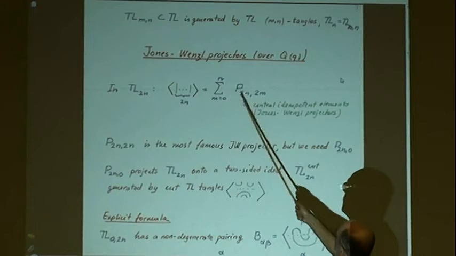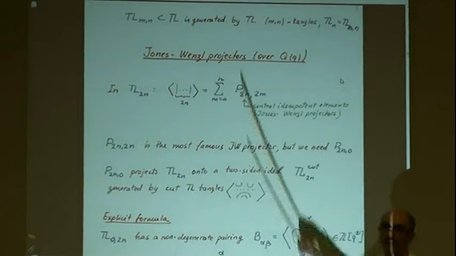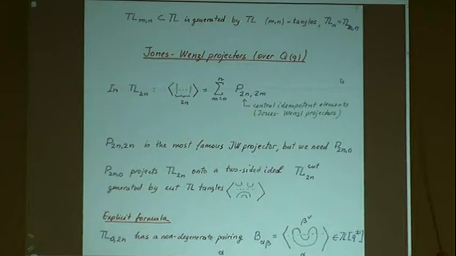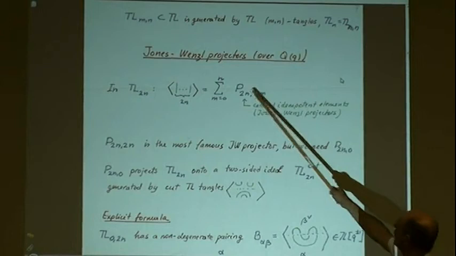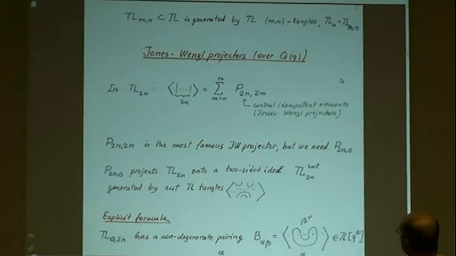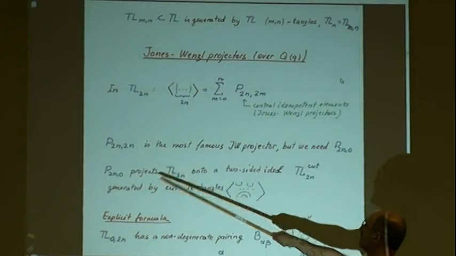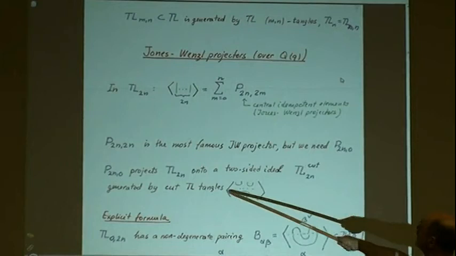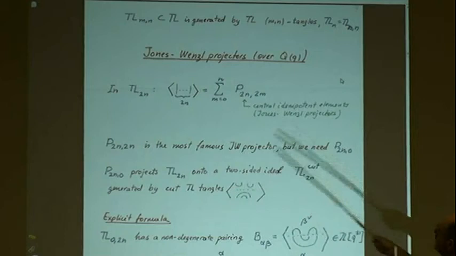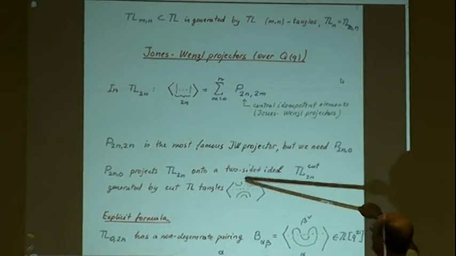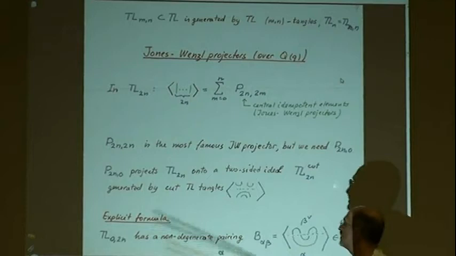It projects onto the highest weight representation in the tensor product of those V2s. But we will need the projection onto the zero spin representation. So it's the last one in this. By the way, they're all central. All these projectors are central. So this projector, if you multiply elements of this algebra by it, projects them onto a two-sided ideal generated by cut, or should I call them split? Maybe split is a better name. By split TL tangles. So it just takes this out of a general linear combination of TL tangles, which represents an element in here. And there is a simple explicit formula for this projector.